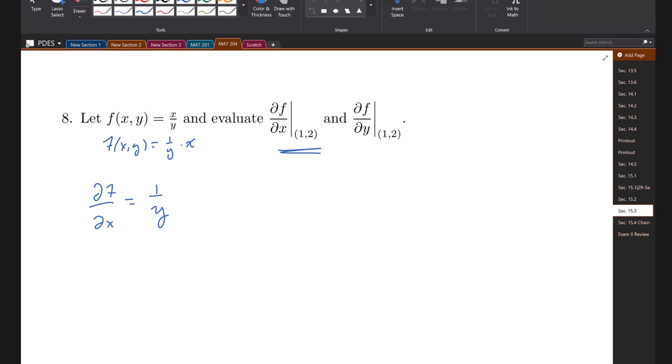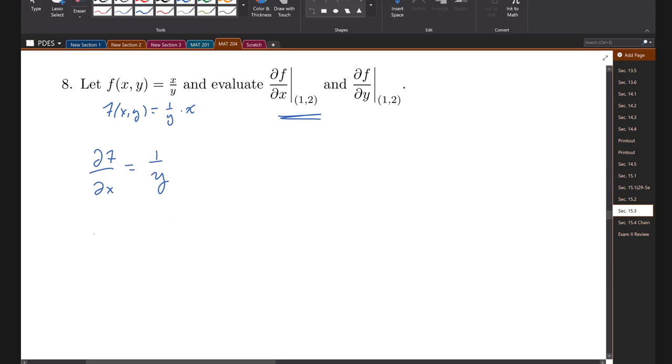Okay. And so then we would say that the derivative of f with respect to x evaluated at the ordered pair 1, 2 is what? Well, I'm going to replace all of the x's in this expression with a 1. And I'm going to replace all the y's in this expression, I made that so big, with a 2. I guess this isn't bad.